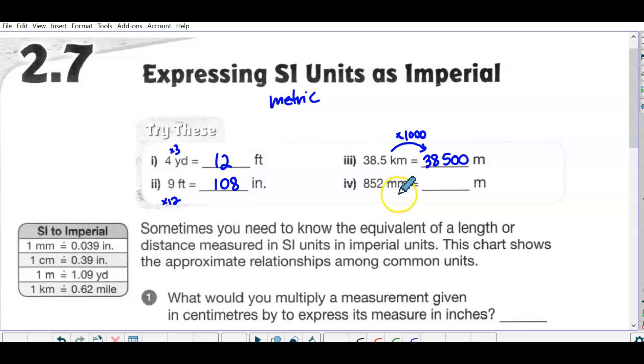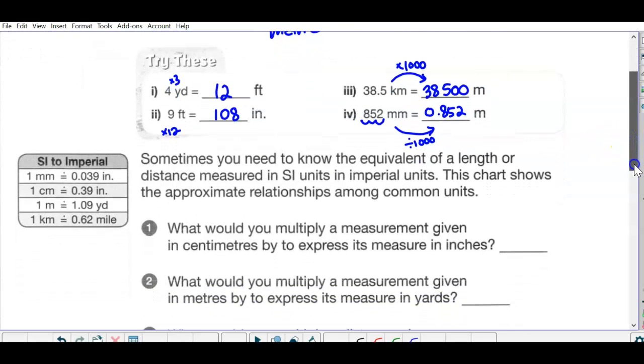Now this is smaller than a meter, millimeters, so we are going to divide, and in this case by 1,000, because there's 1,000 millimeters in a meter. So that's going to move our decimal 3 to the left, so that's 0.852 meters. Okay.